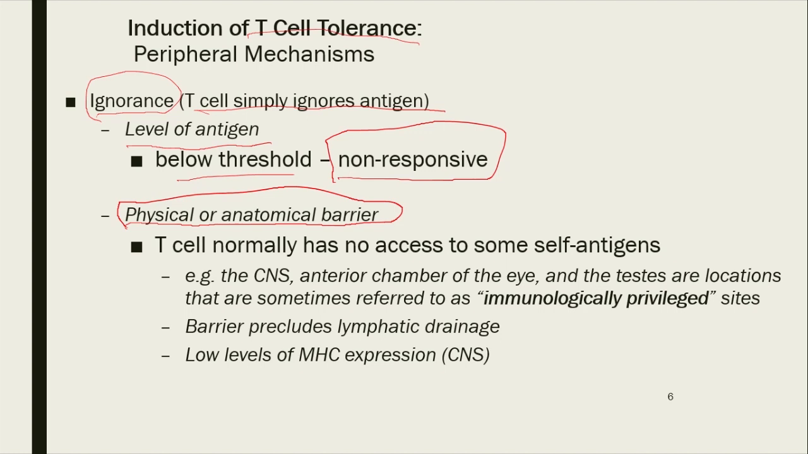So for example, in the CNS, that is one example. The CNS usually has very low MHC expression. Remember, T cells need to interact with MHC first, and if you have low MHC, it's not doing anything. Also, some physical barrier can block things off. Another one is the BBB, the blood-brain barrier. Other parts of the body, such as the anterior chamber of the eyes, can also exclude most T cells from going there as well. So you're blocking access.